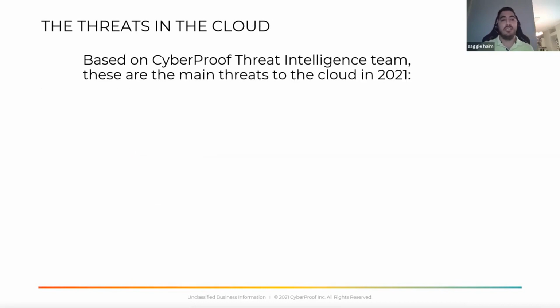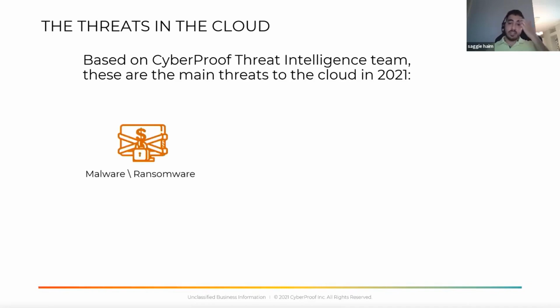Based on the CyberProof threat intel team, those are the main threats that we saw in 2021. Of course, every week we hear about new ransomware, about a new company that got hit. We see it everywhere. I think that this is one of the main things that comes to people's minds when you talk about cybersecurity. We also see a lot of exposed data due to misconfiguration and due to weak APIs.